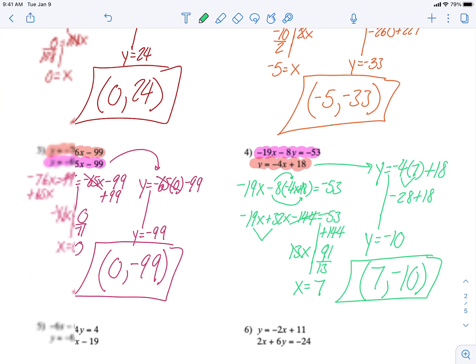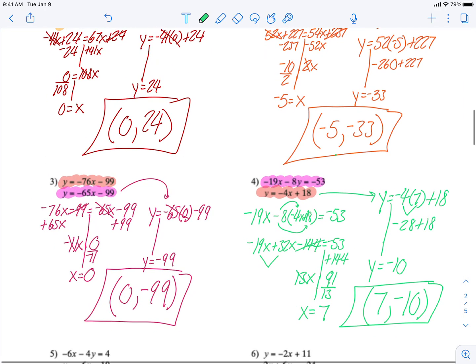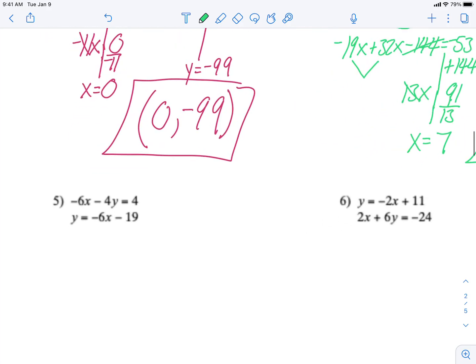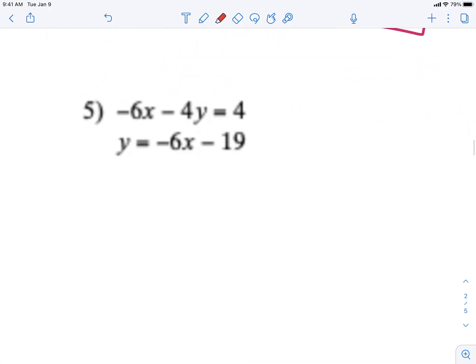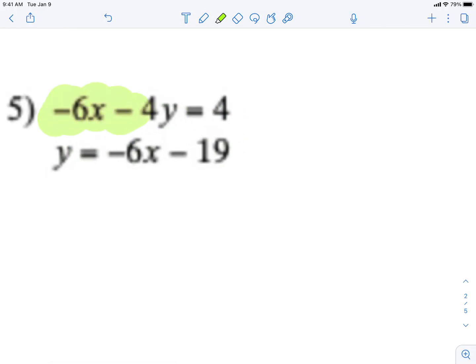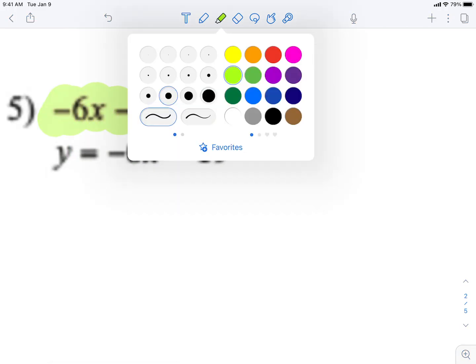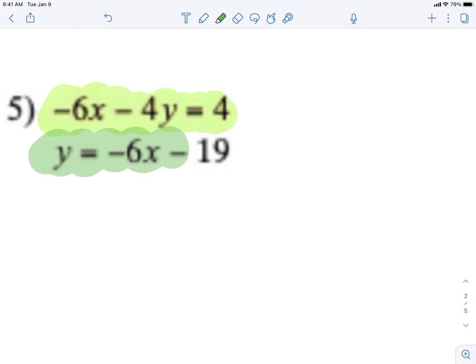That is 4 problems done. 2 more to go. All right. 4 problems done, 2 more to go. So let's knock out these next ones here. Let's go with light green on this one and dark green on the second one here.